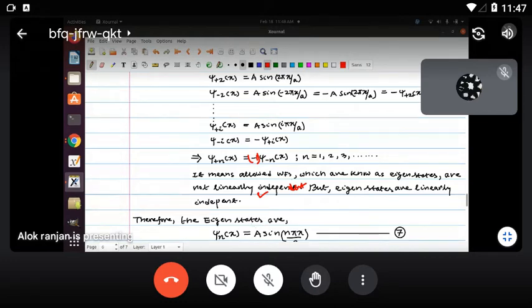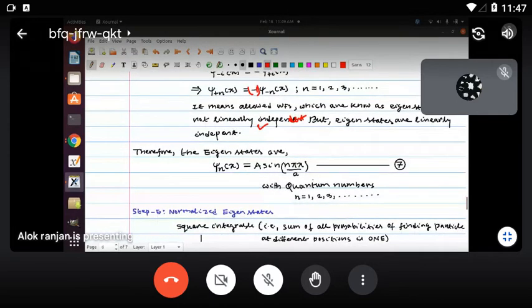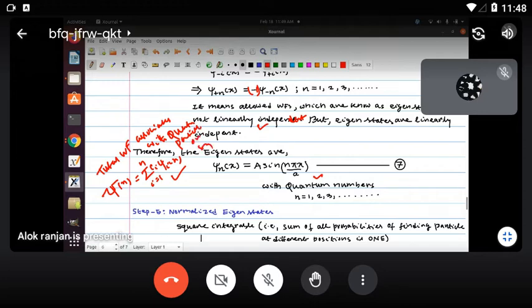Therefore, for the eigenstates, the final allowed eigenstates will have this form, provided n equals 1, 2, 3, where n is the quantum number. So these are the eigenstates. And in order to get the wave function, as I said, we construct it from these eigenstates. This will give the total wave function associated with the quantum particle or system.